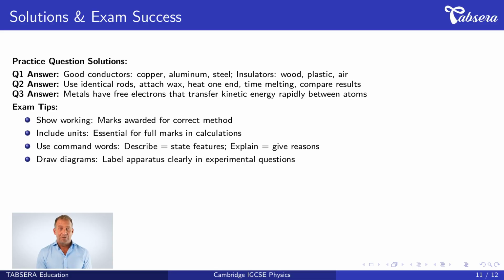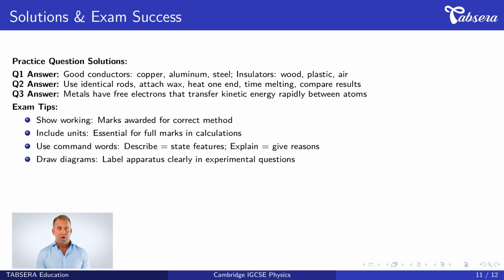Let's review the solutions to build your confidence. For question 1, the answer is, good thermal conductors include copper, aluminum, and steel, all metals with free electrons. Thermal insulators include wood, plastic, and air, materials with tightly bound electrons or low particle density. This demonstrates the fundamental difference between conductors and insulators.